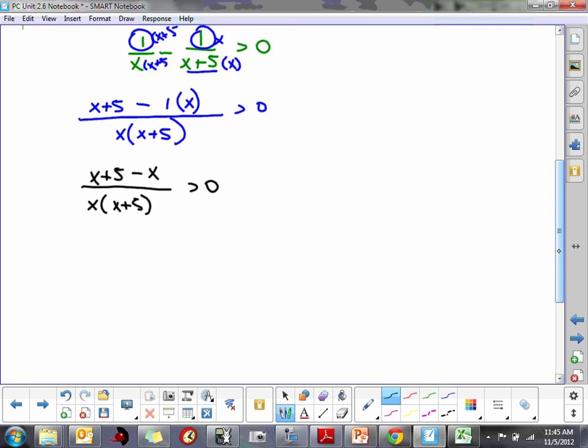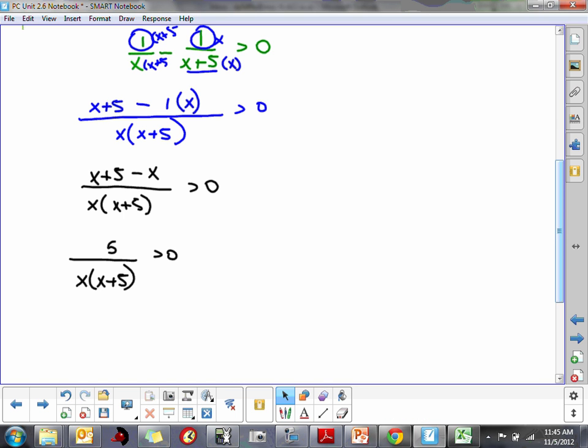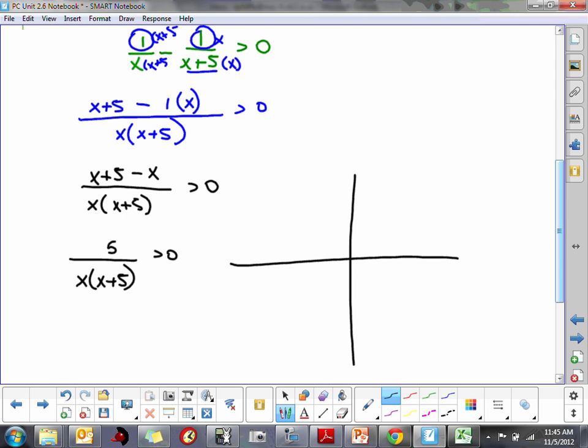So if we collect our like terms, we'll have nothing but a 5 all over x times x plus 5, greater than 0. So we're looking at the two basic building blocks of our sign analysis graph, and that is where is it across the x-axis, and also where are the locations of vertical asymptotes. For this problem, there are no x-intercepts because there's no way I can make the numerator equal to 0, so we don't have any of those to worry about. But we do have to worry about the vertical asymptotes. One of those is on the y-axis.